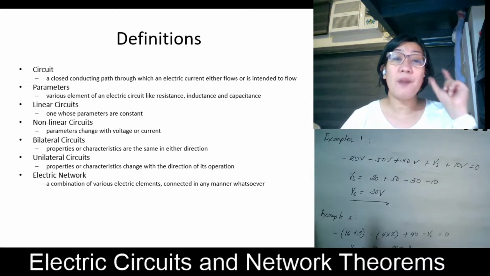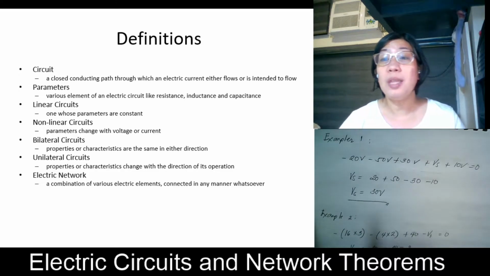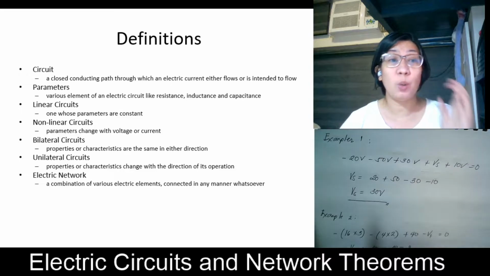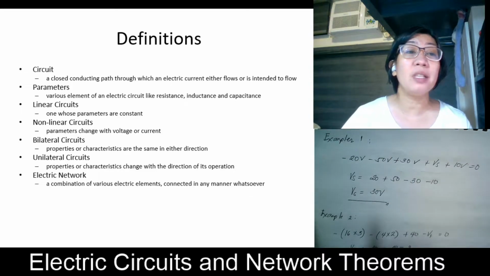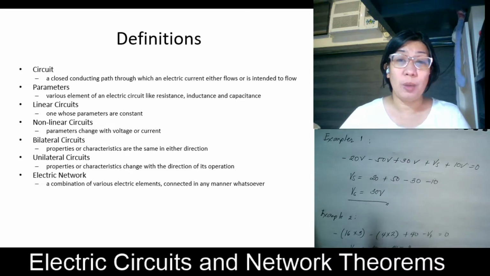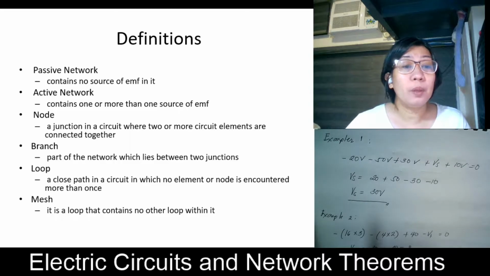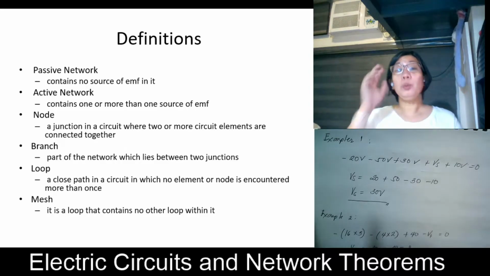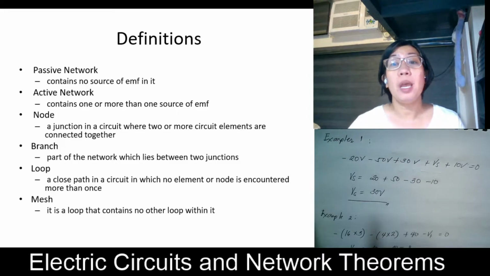Then we have an electric network, which is a combination of various electric elements connected in any manner whatsoever. Usually, the things that we're going to analyze are electric networks, because they combine several parameters. There are two types of network: the passive and the active network.